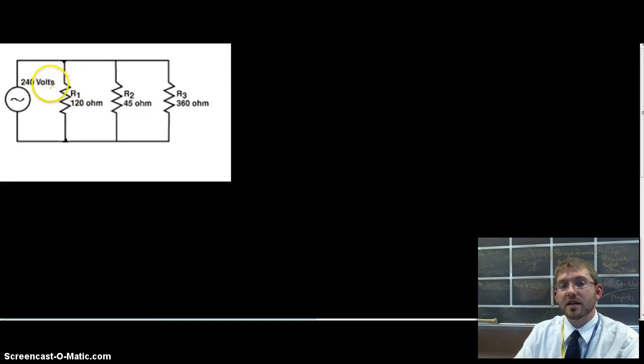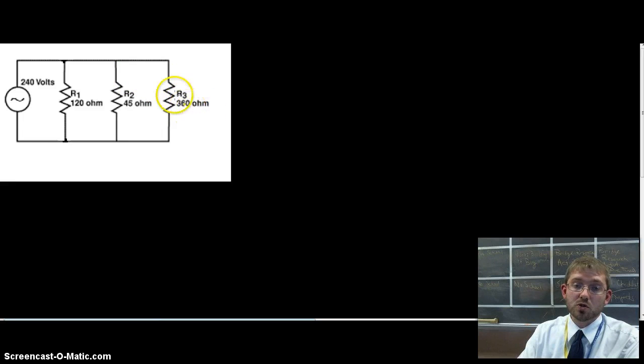And that being said, as this is configured right now, the current will be passing through each one of these resistors. We have the 120 ohm, 45 ohm, and 360 ohm in such a proportion that the greatest current will go through the lowest resistance. So I guess qualitatively we could say that the 45 ohm resistor should see the most current, and likewise R3, which is the 360 ohm resistor, should see the least amount of current since it has the greatest resistance.